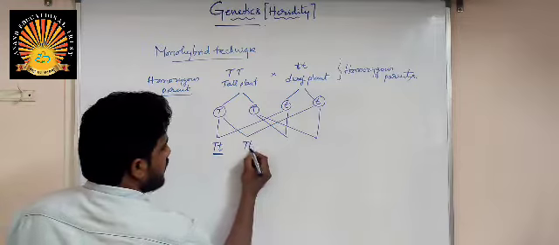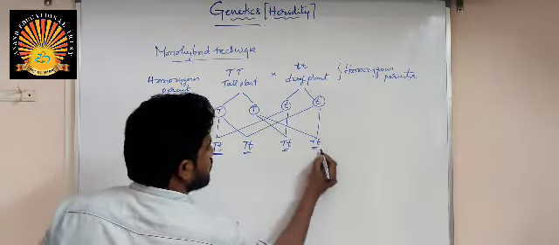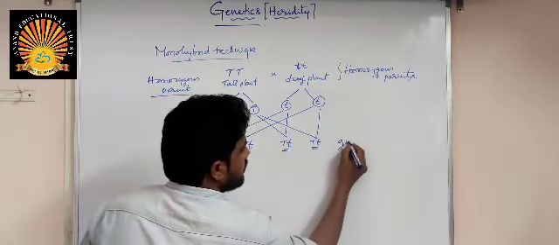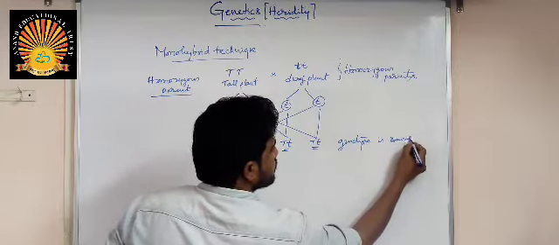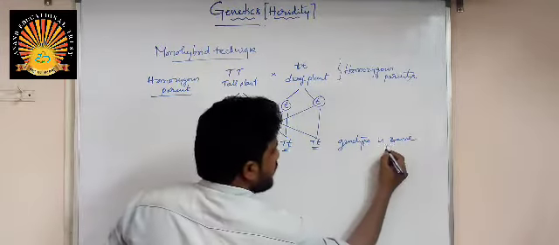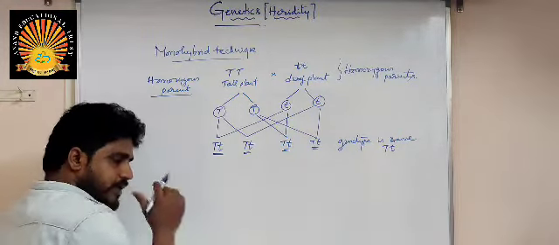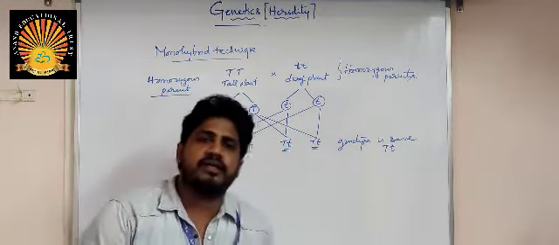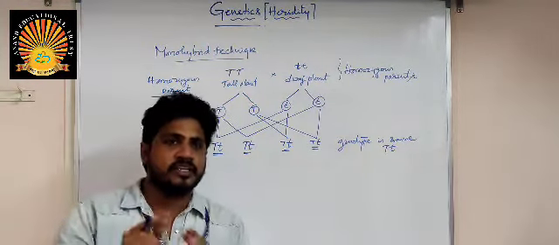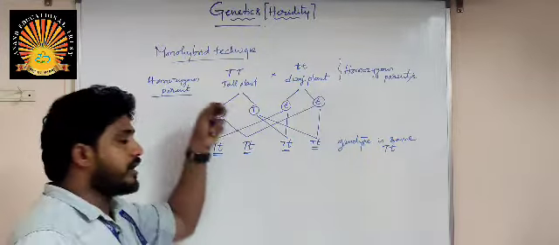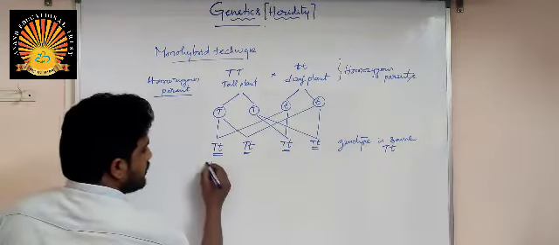And if you calculate, all four come in the same genotype. So their genotype is the same, that is capital T, small t. But if capital T is there, then it is tall. If small t is there, it is dwarf. Here capital T and small t, the combination is different, which you never see in their parent. Then what is its phenotype? Tall.